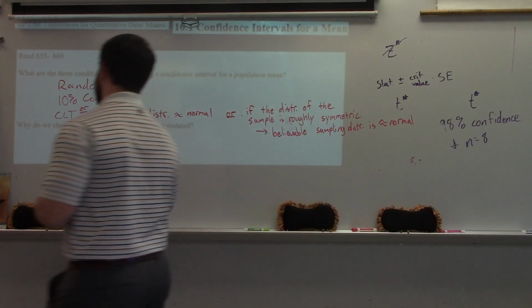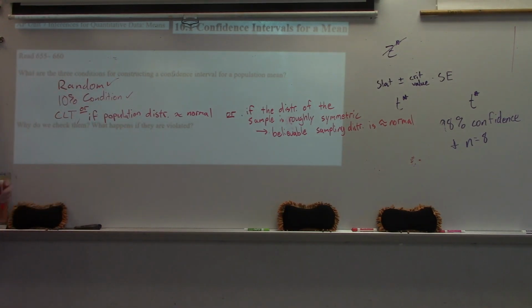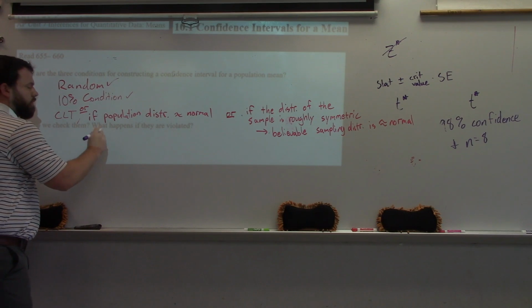So why do we check these conditions? What happens if they are violated? We kind of can't really do it. So it's not necessarily bad data. The bad data just comes from random. Our confidence interval is completely out the window if the data is not random, if our data is biased. But what happens if we violate the 10% condition? What happens if it's not approximately normal? It's not independent. The samples affect each other.